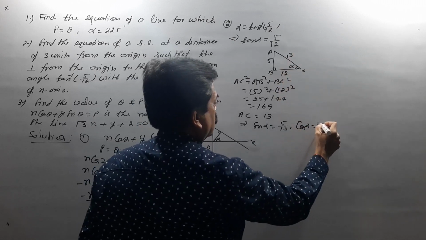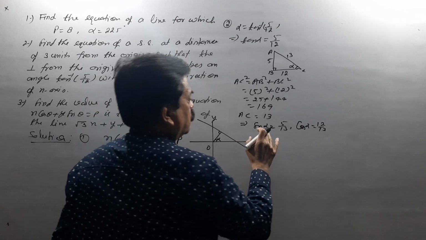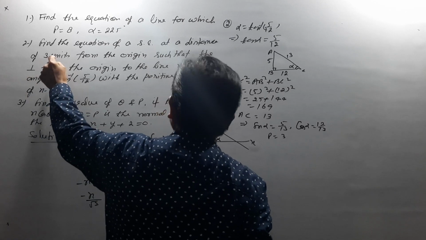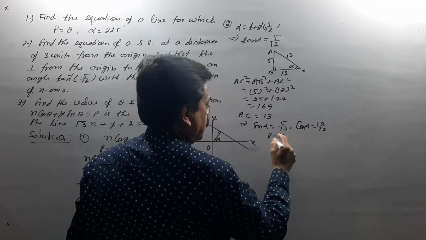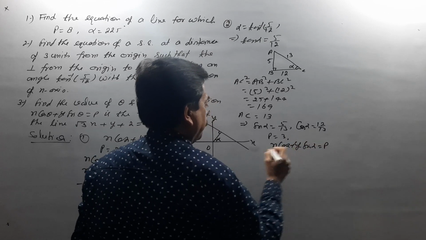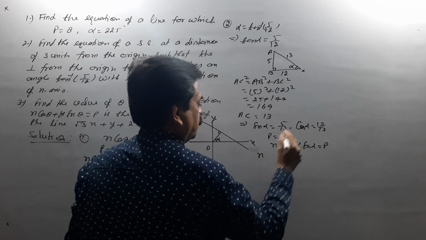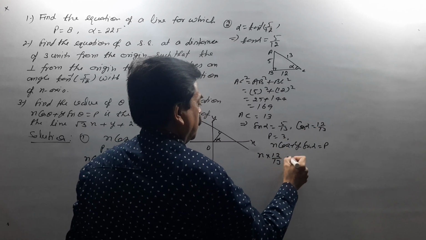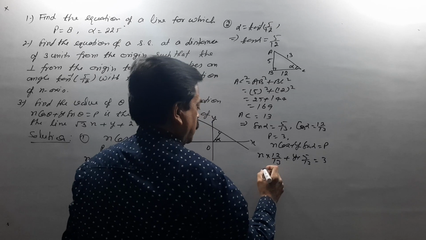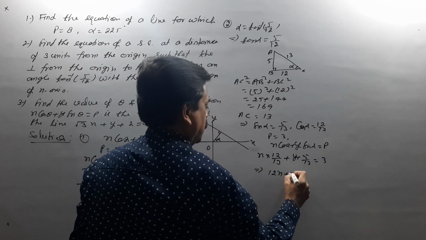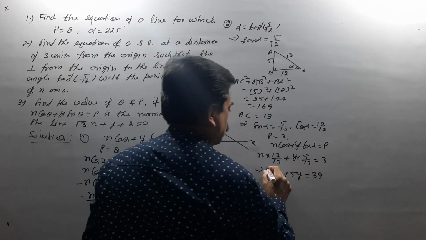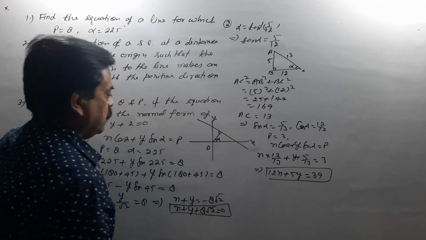base upon hypotenuse, so 12 upon 13, and now substituting values of sin alpha, cos alpha, and p is given as 3 units. Substitute these values in x cos alpha plus y sin alpha equals to p. x cos alpha is 12 upon 13 plus y sin alpha 5 upon 13 and p is 3. This implies 12x plus 5y equals to 39, 13 times 3 is 39. So this is the solution of this question number 2.